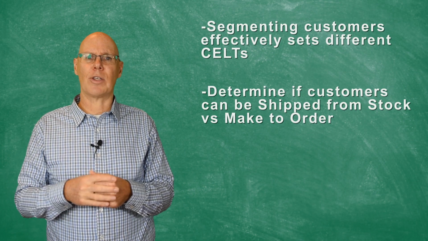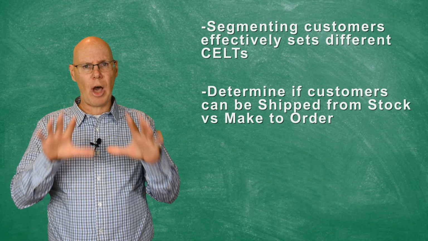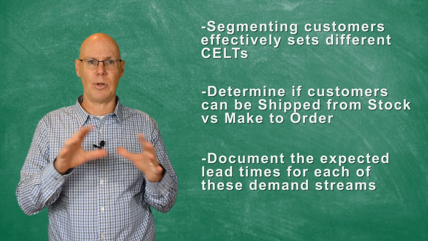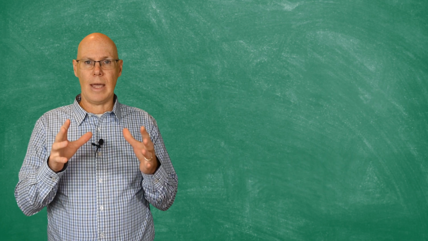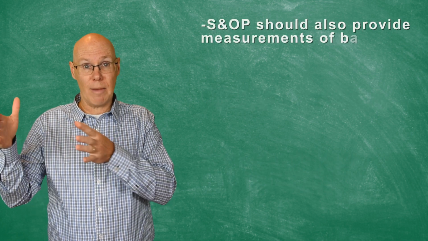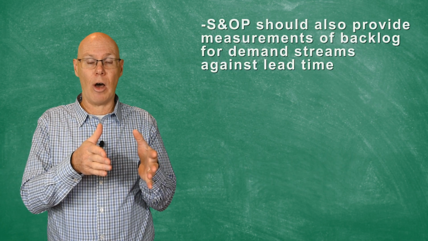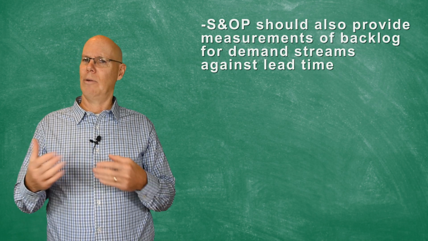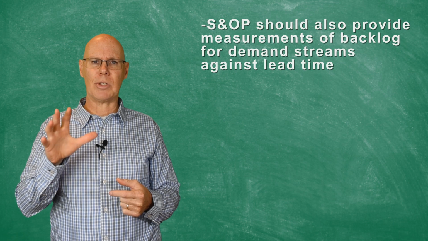As part of the S&OP process, you want to document the expected lead times for each of these demand streams or demand types. The S&OP should also provide the measurement of that backlog for these demand streams against this lead time. What would this look like? Well, let me use another example.